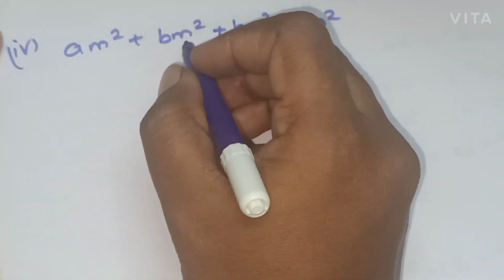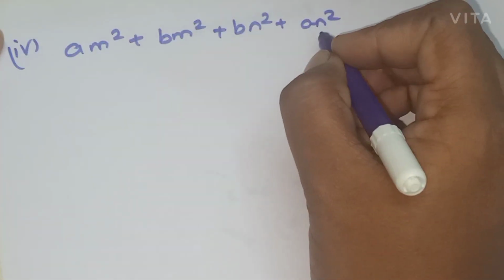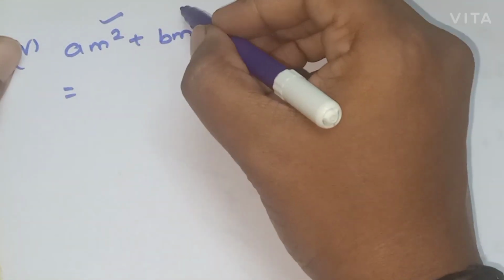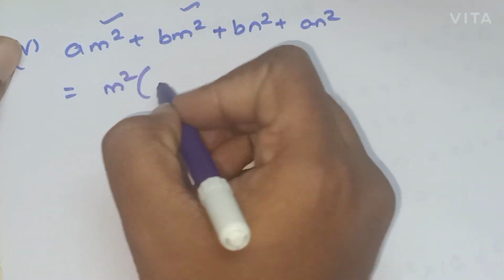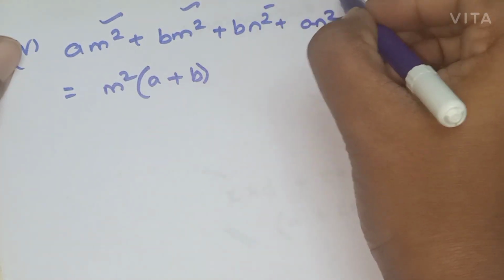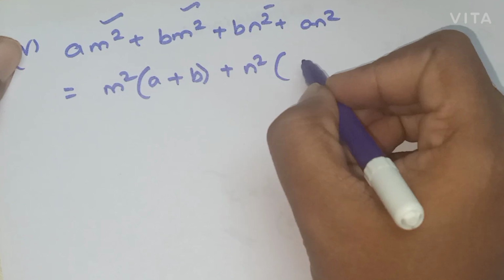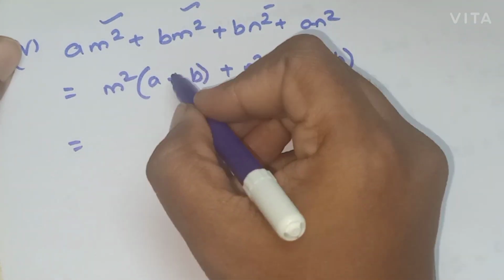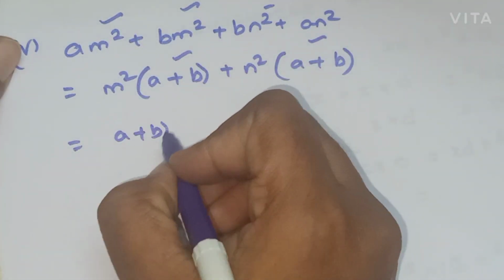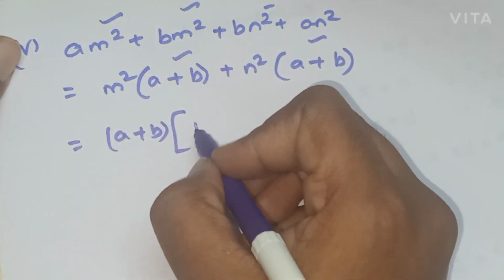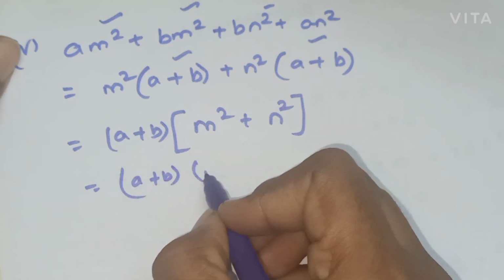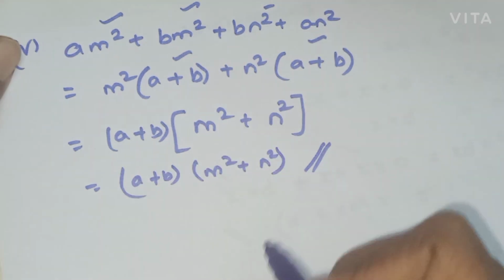Fourth subdivision, am square plus bm square plus bn square plus an square. Here we can write directly am square plus bm square. So here I can take m square commonly out, remaining we get a plus b, and here I can take n square commonly out, we get once again a plus b. Now in two parts we can take a plus b commonly out. Remaining we get m square plus n square. So a plus b into m square plus n square will be the answer.